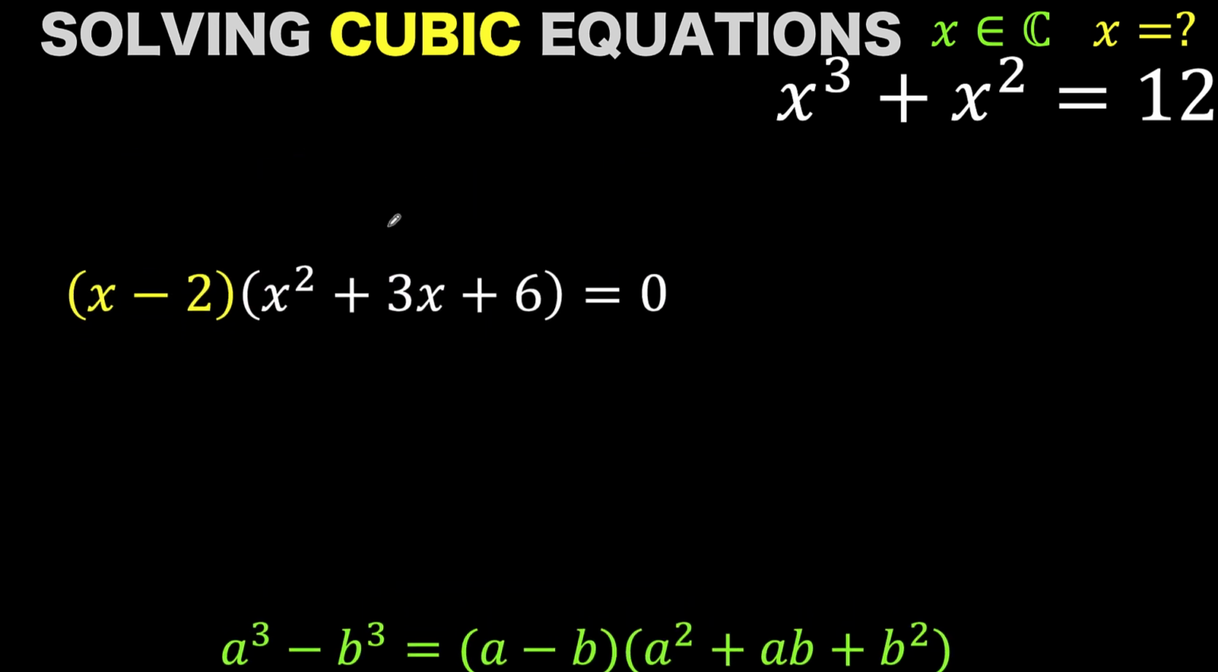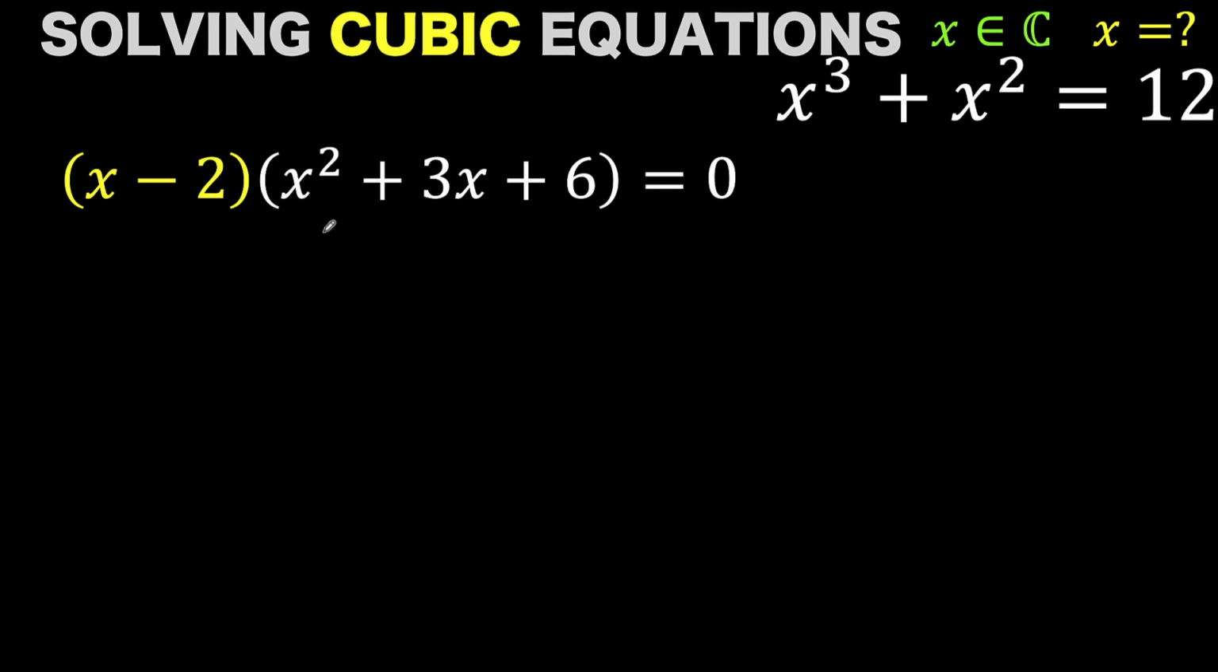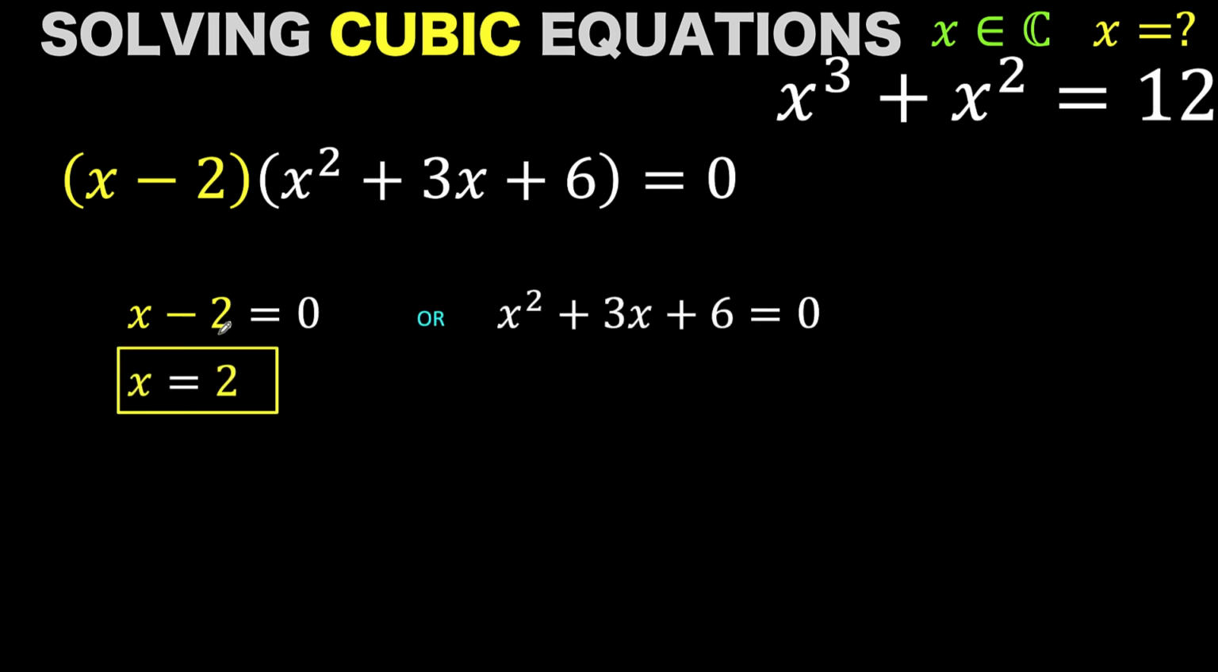Now from here, we are going to apply the zero product property of multiplication. We have here a product, the quantity x minus 2 times the quantity x squared plus 3x plus 6, and the product is equal to 0. So from the zero product property, each of these factors could be equated to 0. So solving for x now here, we found that x is equal to positive 2. But for the second equation, the roots here are complex numbers.